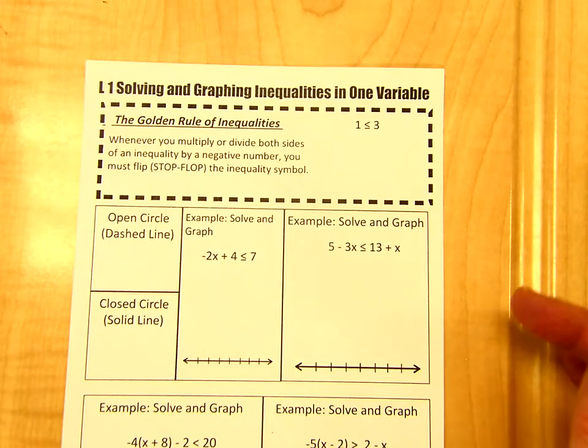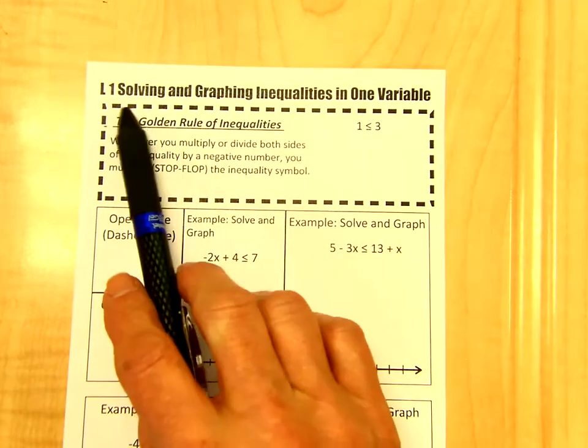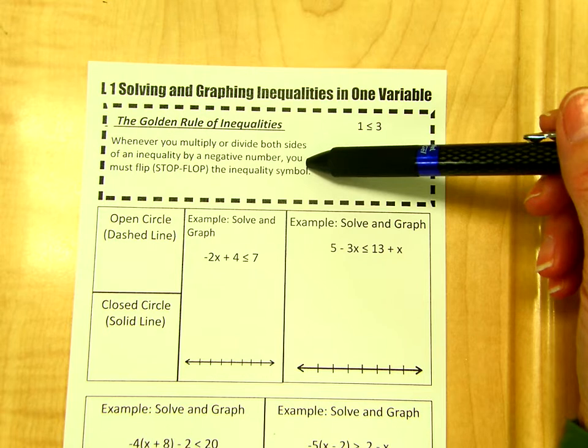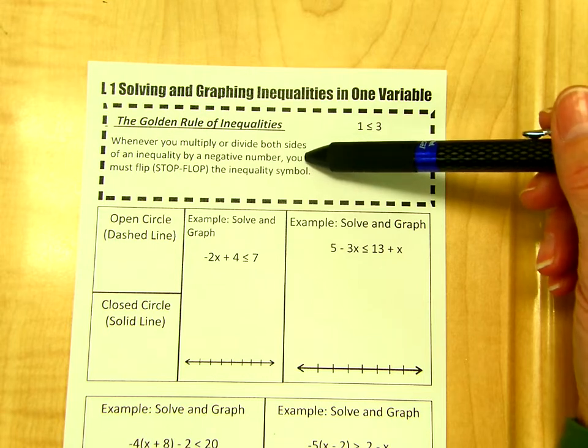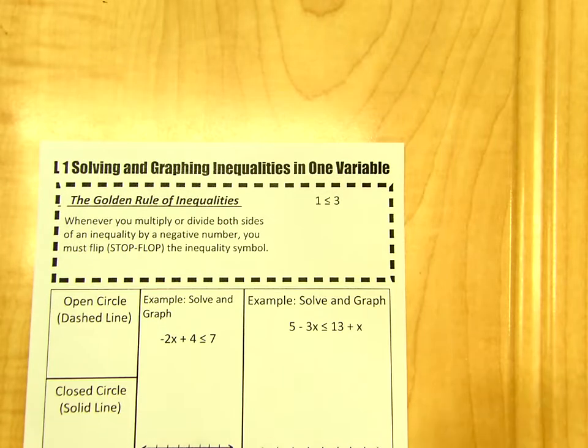In today's video, we are looking at solving and graphing inequalities in one variable. The only difference between solving an inequality and solving an equation is at the end: if you multiply or divide by a negative number, then you need to flip the inequality symbol. So let's see why that is true.